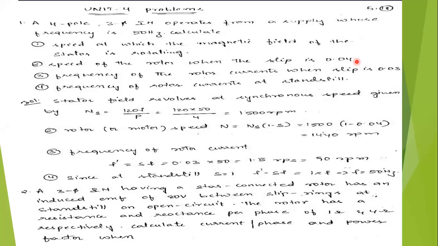If you see the problems, you can have an idea of the ranges of the slip. And next, third bit, what they have said to calculate is the frequency of the rotor currents when the slip is 0.03. So slip is changed here, and you have to find the frequency of the rotor, the running frequency, F dash or Fr. Next, fourth one, frequency of the rotor current at standstill, so starting frequency.